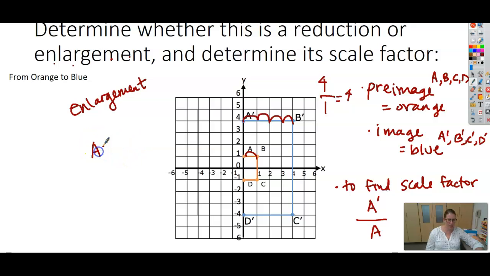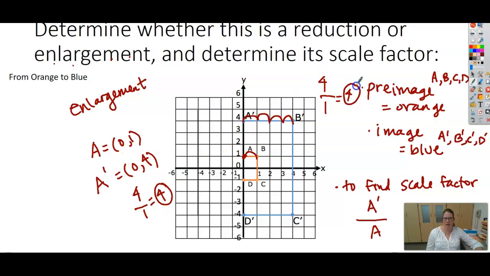The image had the coordinates. Let's take point A of 0, 1. The pre-image had the coordinate 0, 1. The image, A prime, has the coordinate 0, 4. Now on that one, I'm not going to be able to use the x values, right? Because they're both 0 and it won't tell me anything. But I could use the y values. And I want the image over the pre-image.